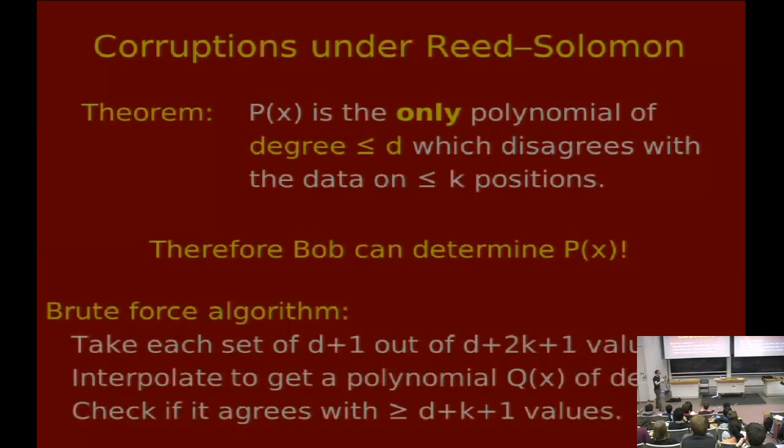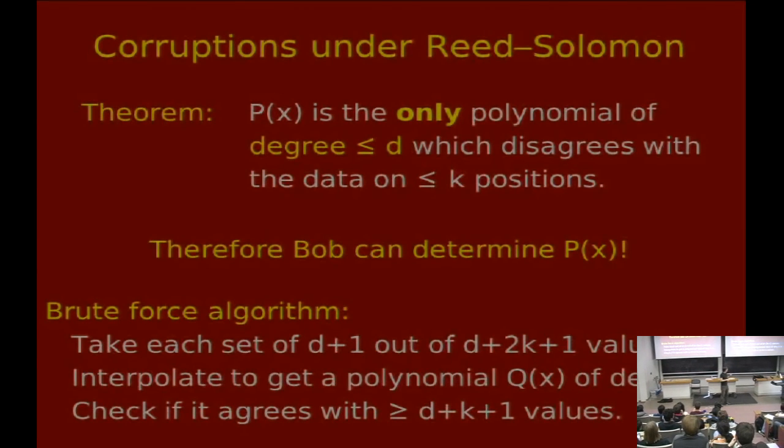So this is the brute force algorithm, which is suggested by both people here. Try all possible d plus 1 sets of values, interpolate by Lagrange interpolation to get some polynomial of degree at most d, and then check if indeed it is agreeing in at least d plus k plus 1 values. And we know that there's only one polynomial in the whole world which agrees on this many values. And in the case that Bob actually selects the d plus 1 values which are correct, he'll find that polynomial. So eventually you can do it.